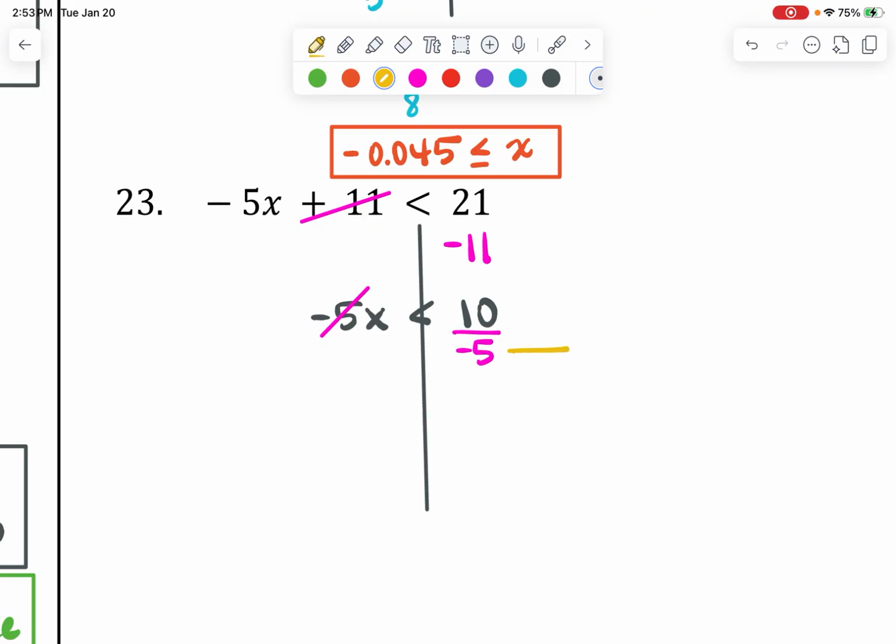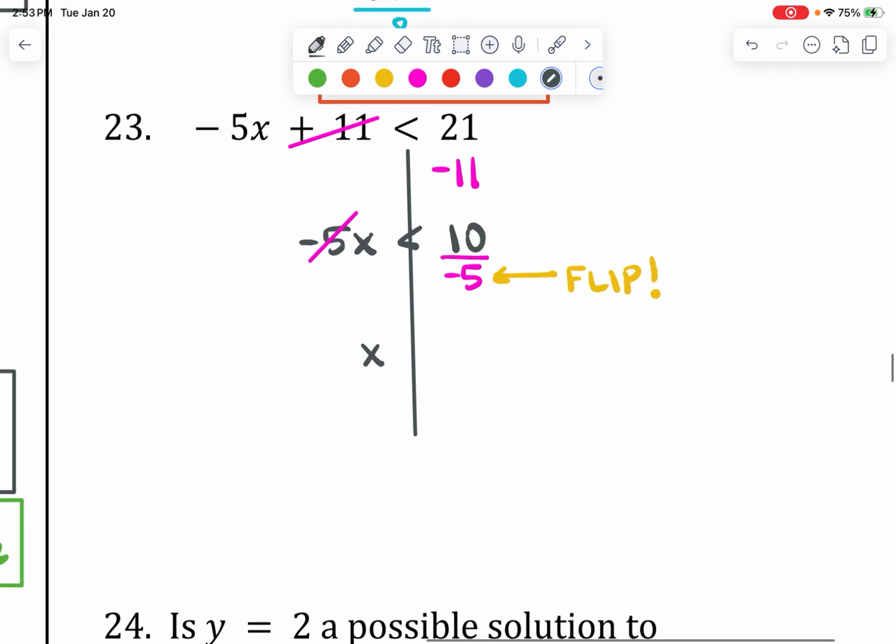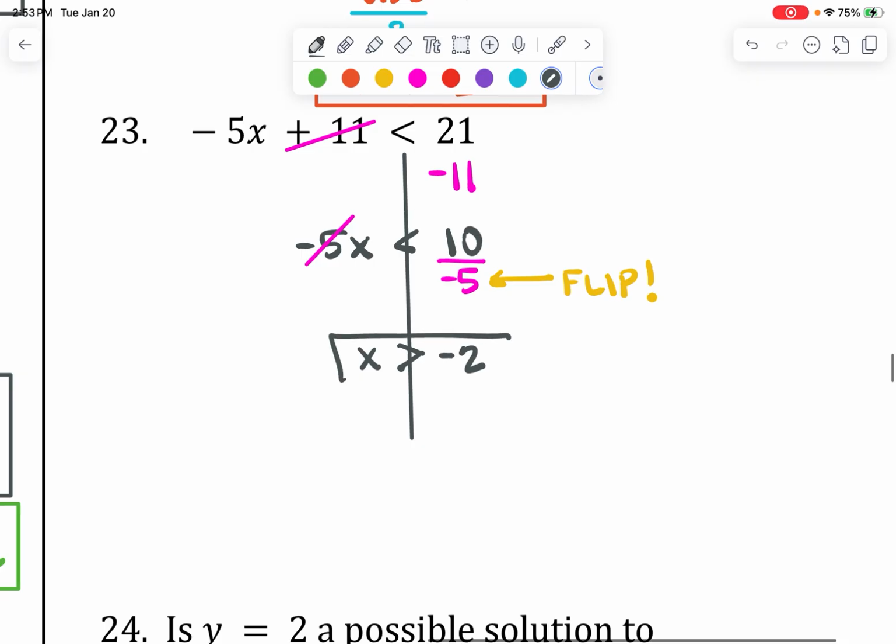And as soon as I do that, I'm like, whoop, dividing by a negative, flip. All right, I know that's going to make me flip my inequality symbol, so it's going to become a greater than and not a less than anymore. Right, and that's my final answer. All right, so flip that inequality symbol.